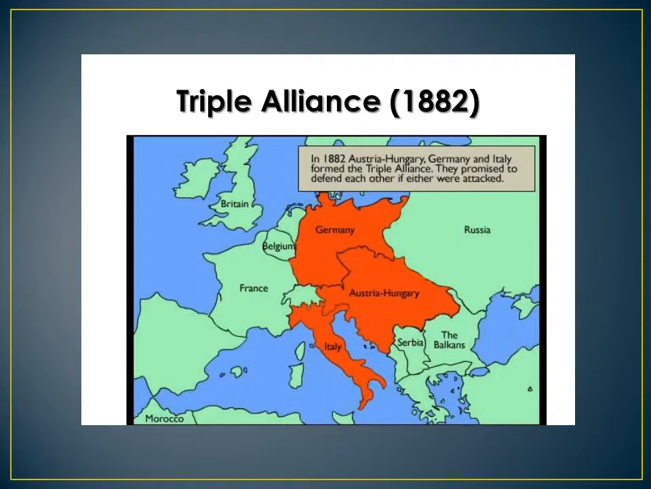Prior to the war, you had what was called the Triple Alliance, and you can see there the three countries, Germany, Austria-Hungary, and Italy. They had signed agreements basically that, again, they promised to defend one another if any of them were attacked.